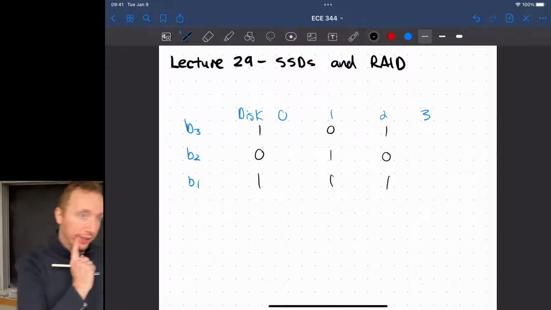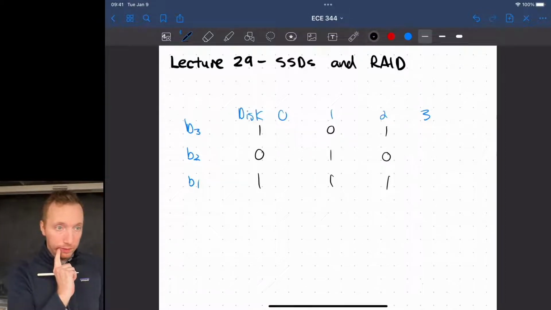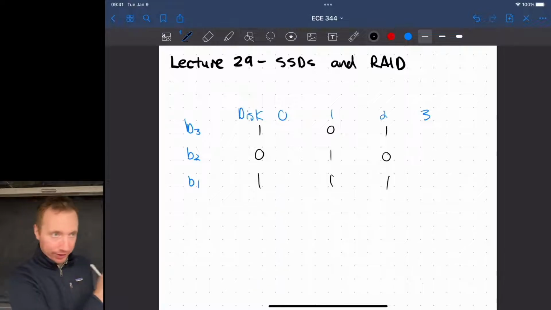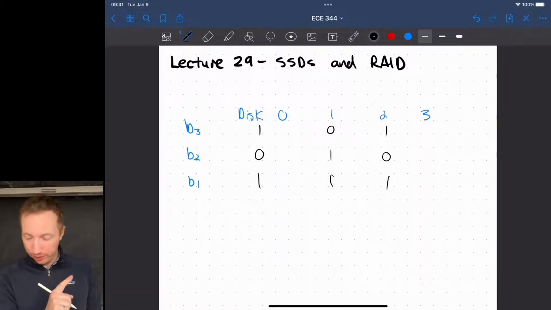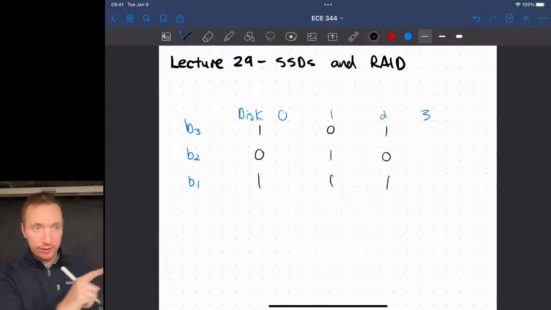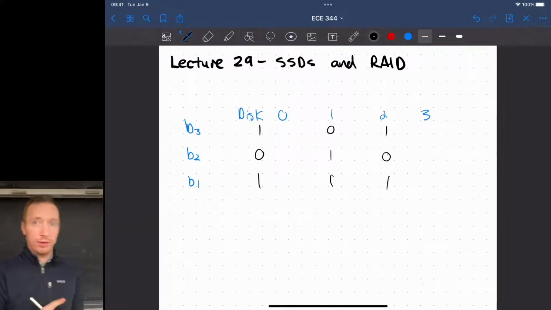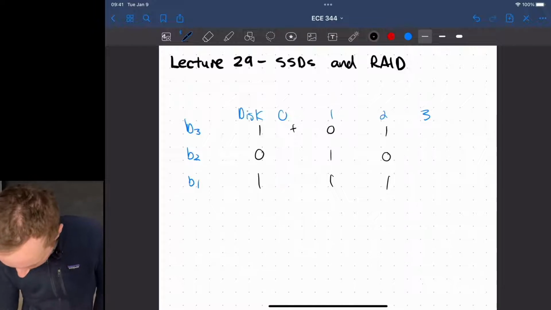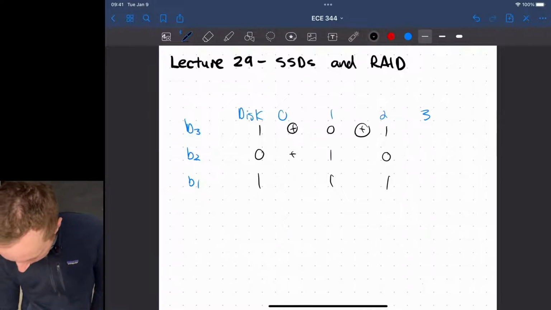So the idea here is we have... sorry, what does this 3 do? What do you mean? We're getting there. So this is our data across our 3 disks, and we're going to use the last disk to store some information such that we could recreate the information if a disk dies. So disk 3 in this case will store parity information, which will be an XOR of all the bits.